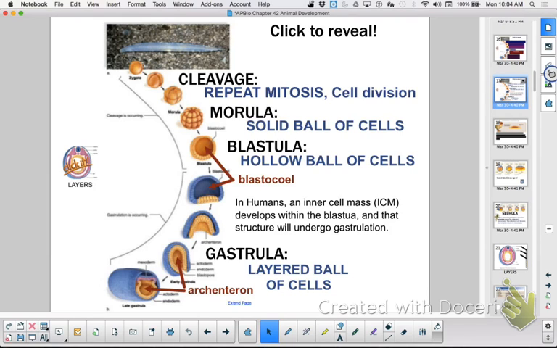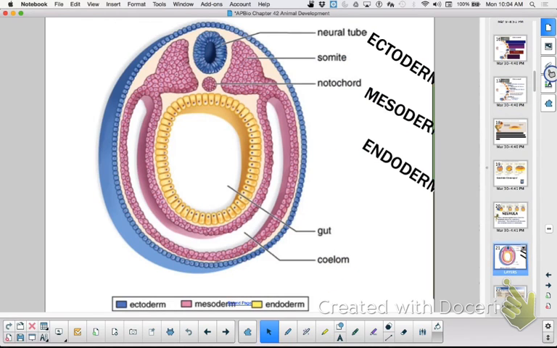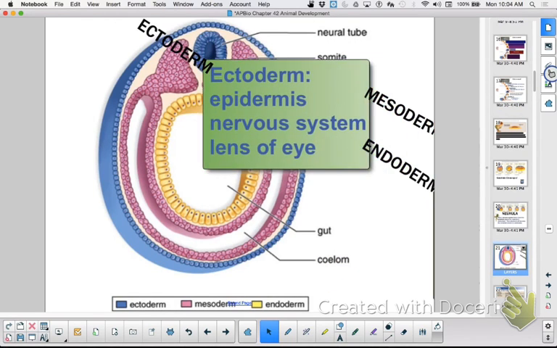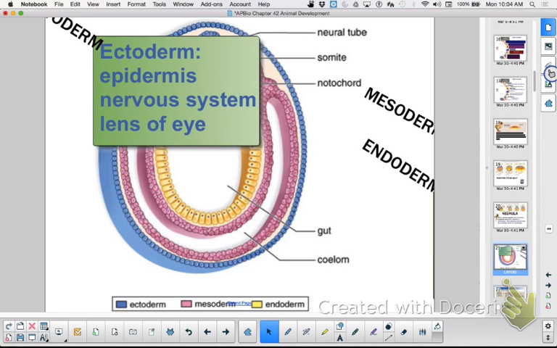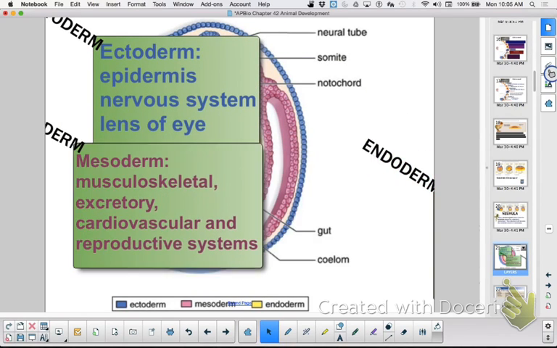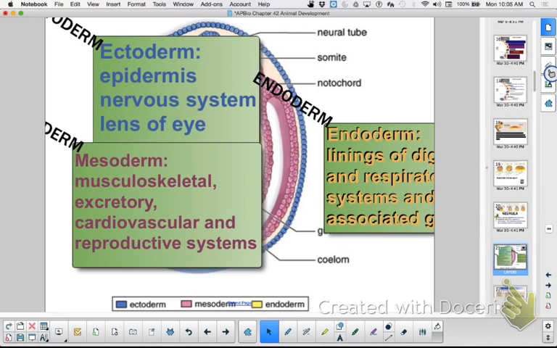The tissue stage of development is a gastrula, and this is a what ball of cells? Layered. Yeah, layered ball of cells. And when you form that layered ball of cells, you are going to get 3 layers ultimately. And that's going to be the ectoderm, the mesoderm, and the endoderm, and that's where we'll pick up next time.